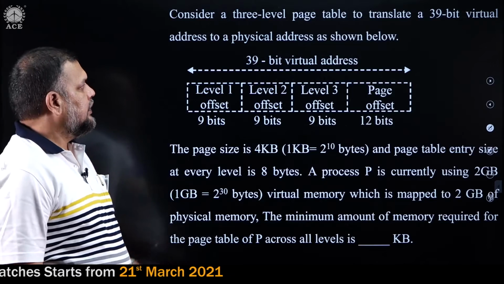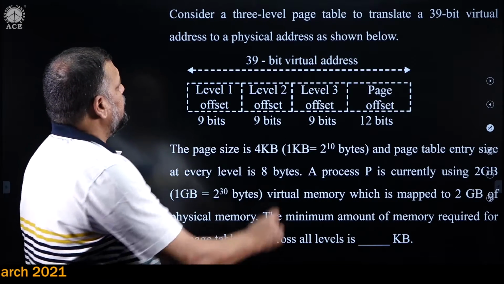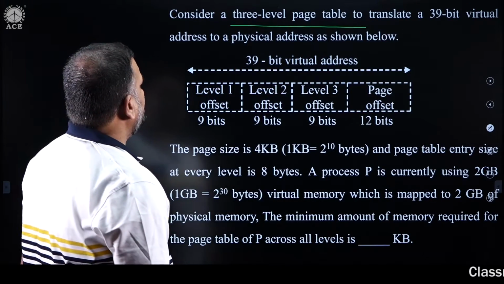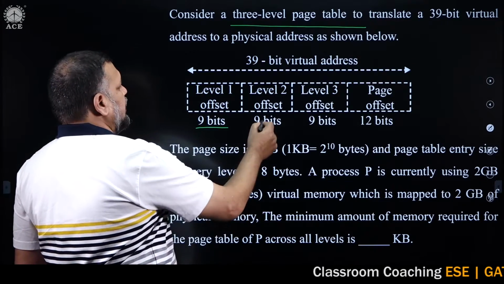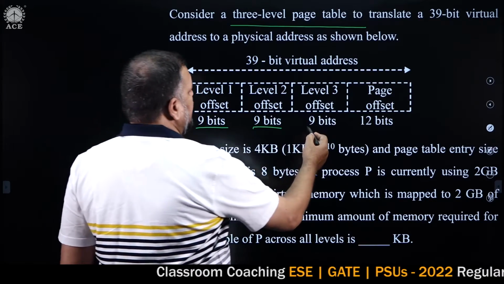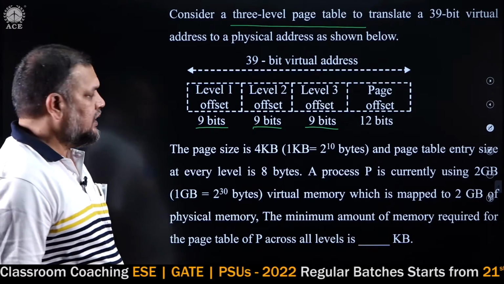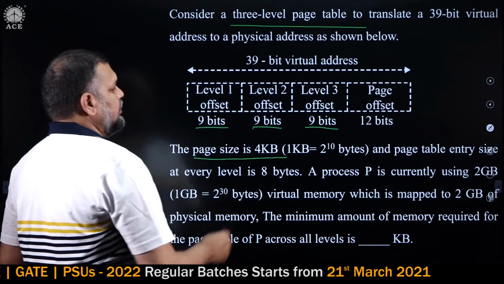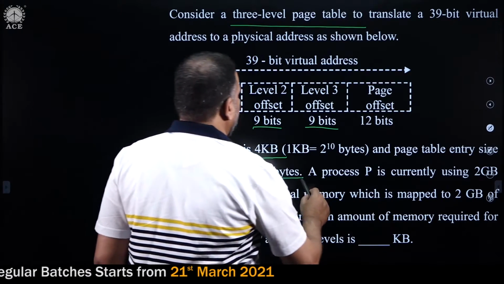Now, look at this problem. Consider 3-level paging, multi-level paging, to translate a 39-bit virtual address to a physical address as shown. 9 bits are used for accessing the top-level page table, then 9 bits for accessing the next-level page table, then the last-level page table, 3 levels, and then finally the page offset. Page size is 4 KB, 1 KB is 1024, 2 power 10. Page table entry size at every level is 8 bytes.